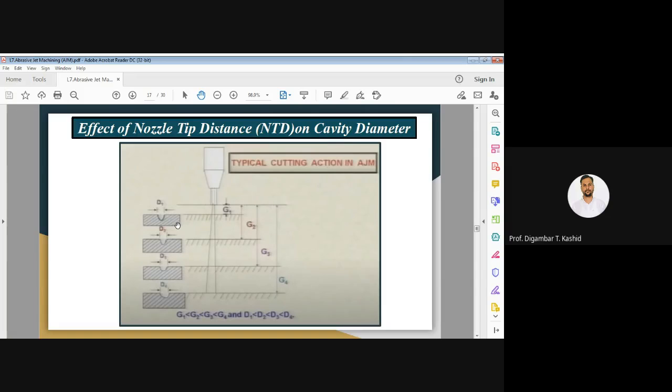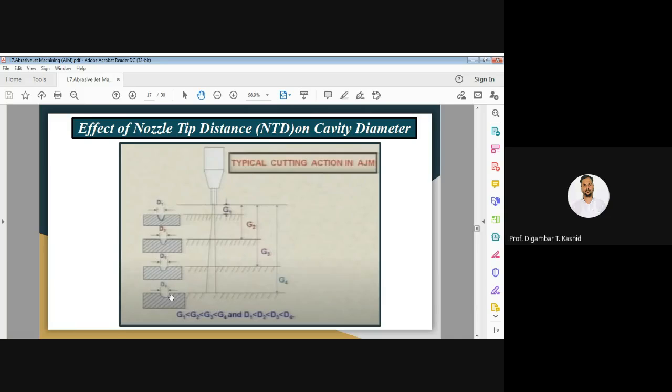Now, if you further increase the nozzle tip distance to G3, then you can see again the cavity diameter increases, D3, which is greater than D2. And if you further increase the nozzle tip distance up to G4, you can see this width has increased further, that is D4.